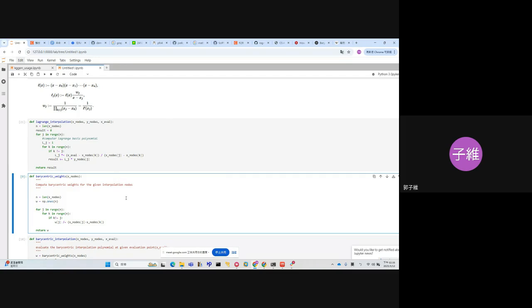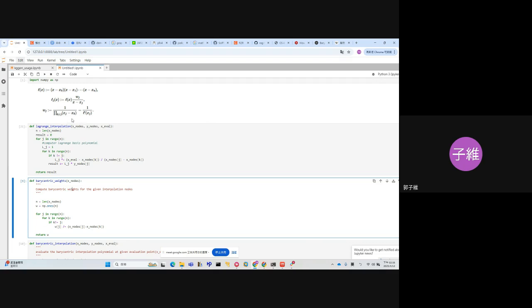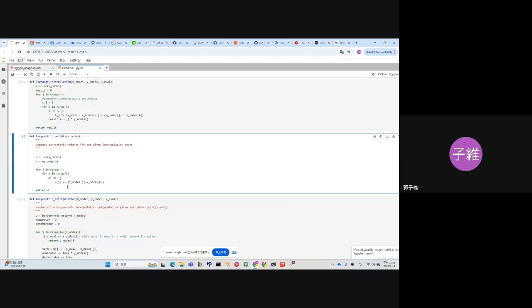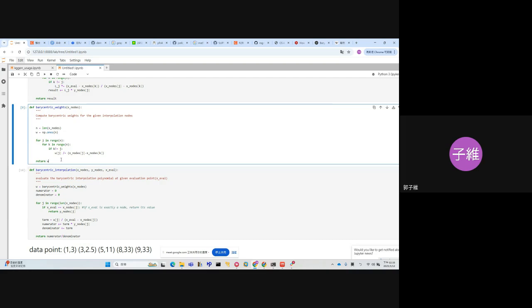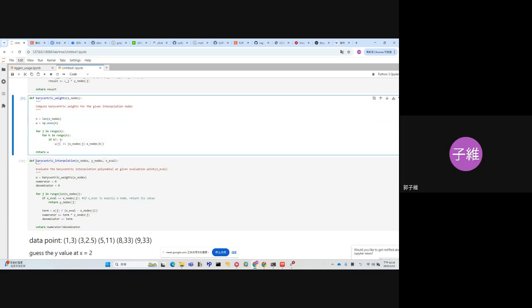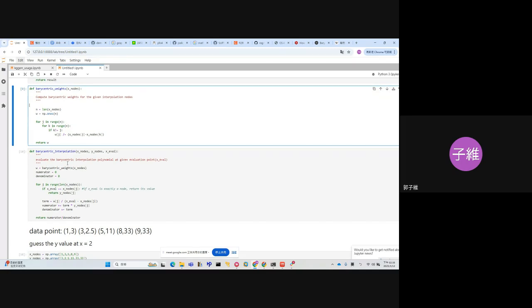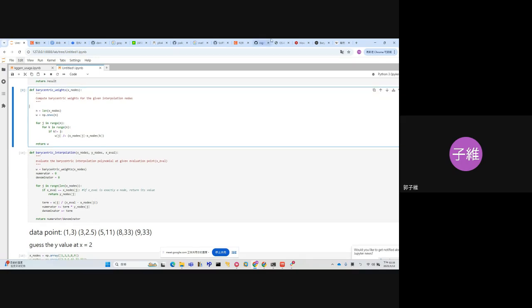So, about the barycentric weights, whenever the nodes are the same, we don't calculate the reciprocal. So this should be pretty much self-explanatory. And now for the interpolation part. First, we calculate the numerator.